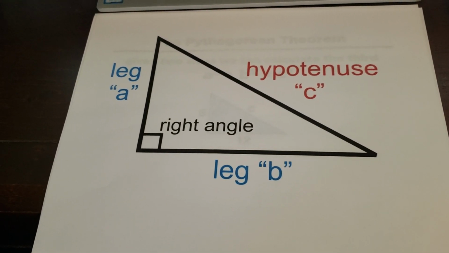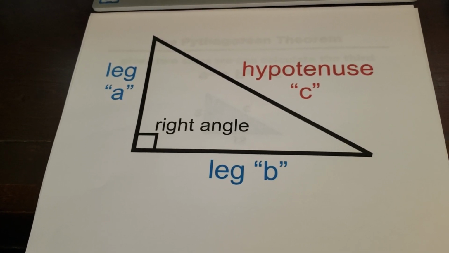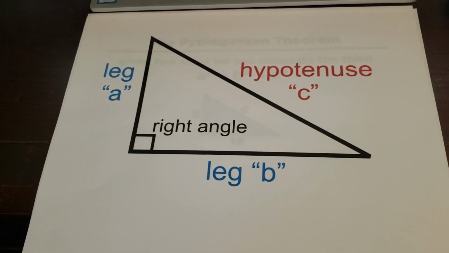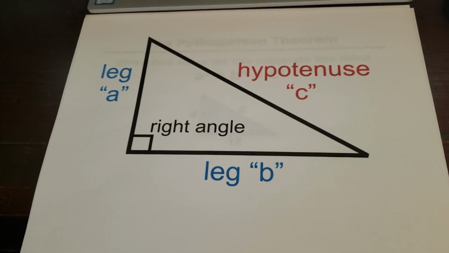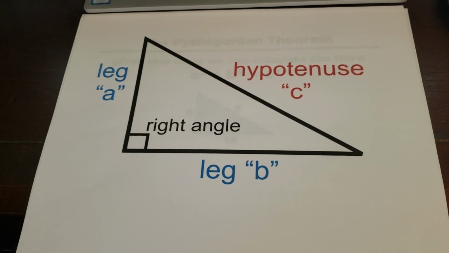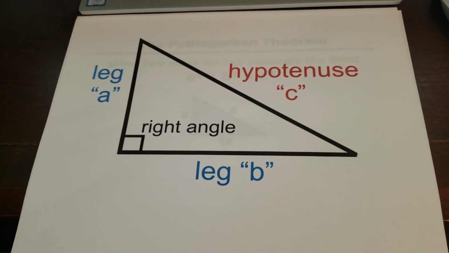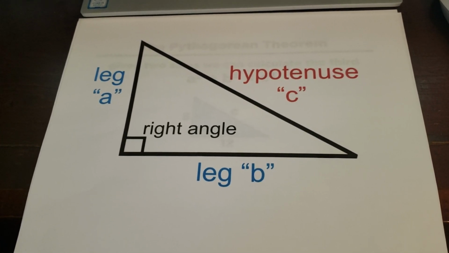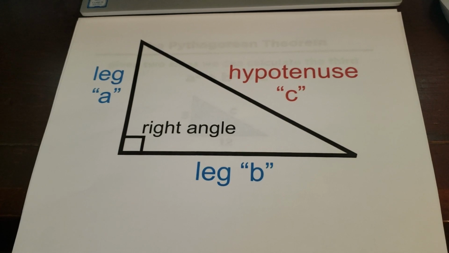Good afternoon, folks. Today we're going to talk about the Pythagorean theorem. Now, the Pythagorean theorem only applies to right triangles, no other triangles: not isosceles, not obtuse, not scalene, not acute. You only apply the Pythagorean theorem to a right triangle.